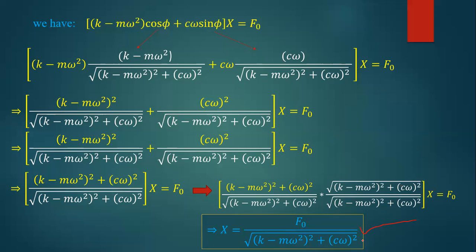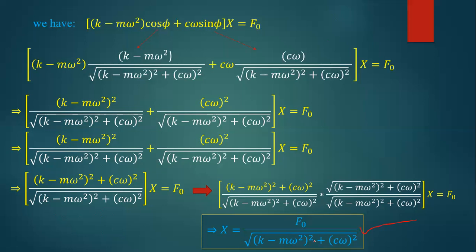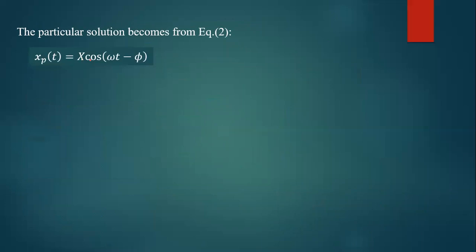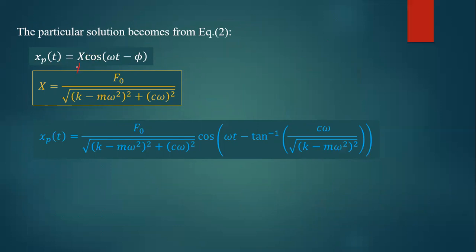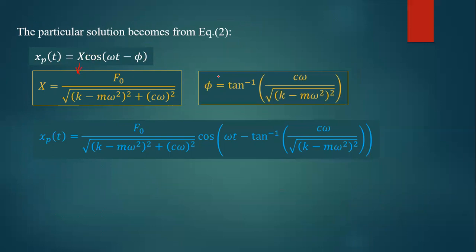So now let's see some rearrangement of terms, including the definition of the damped vibration terms. What will be our equation? This is our particular solution: x cos(omega t minus phi) is the particular solution. In this particular solution, this x is found as like this, and we also have this phi value. Okay, so now substituting these values into the particular solution, we can get this.